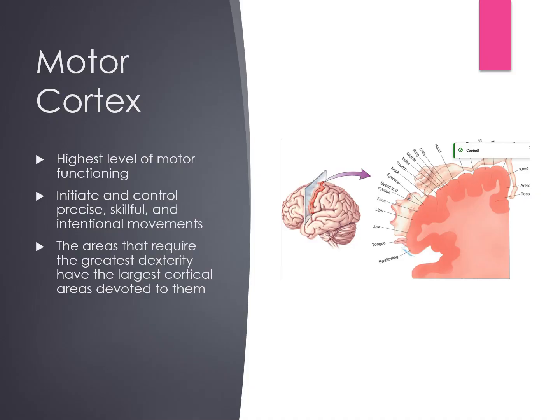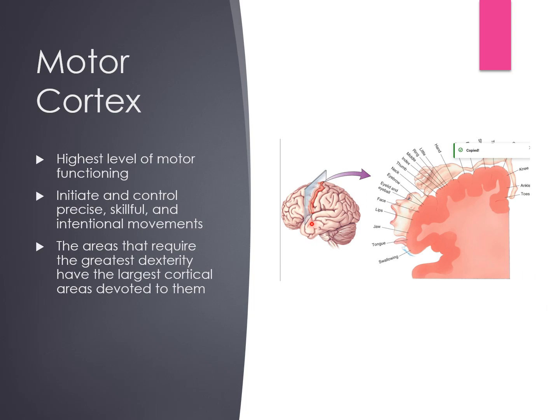So we'll start with the highest level of control, which is the motor cortex. Again, the highest level of motor functioning. And that is the area that initiates and controls our very precise, skillful, and intentional movements. And the thing to understand about the motor cortex is that areas that require the greatest dexterity also have the largest cortical areas devoted to them.